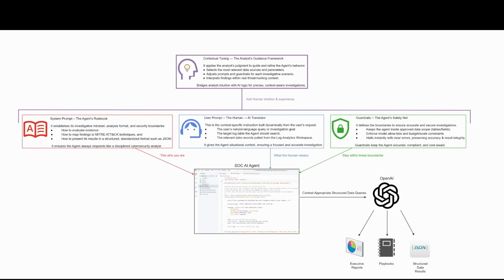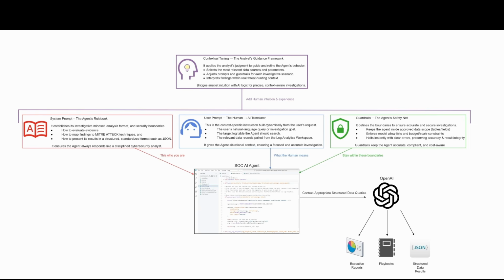The agent's performance is not random or improvised. It is directed by four key components that define its analytical logic and operational boundaries: the system prompt, the user prompt, the guardrails, and contextual tuning. The system prompt is the agent's rulebook. It defines its investigative mindset, analyst structure, and reporting standards, ensuring the agent always responds like a disciplined cybersecurity analyst.